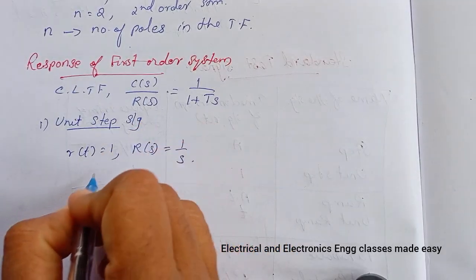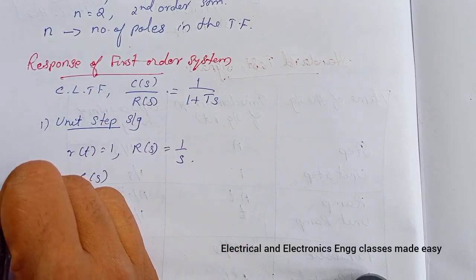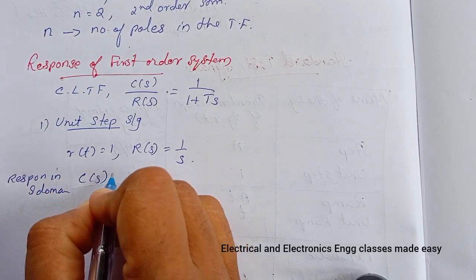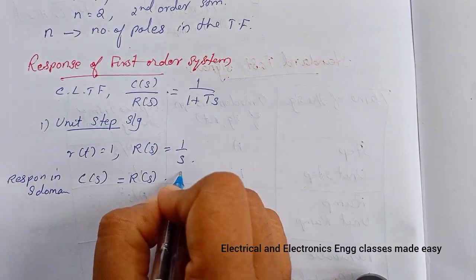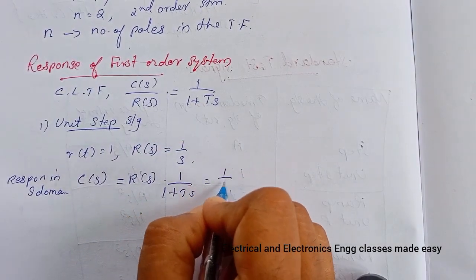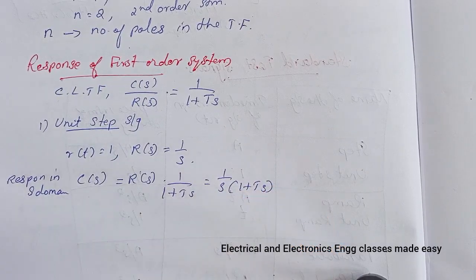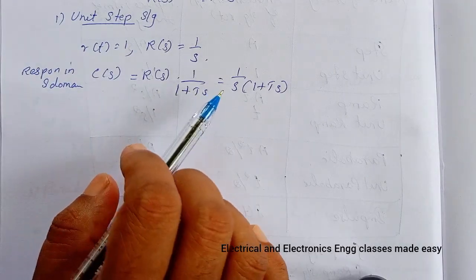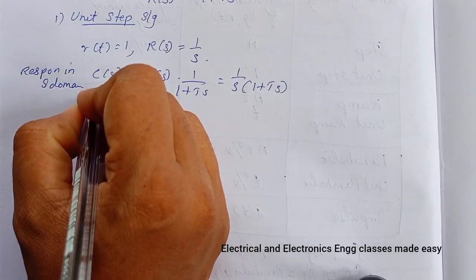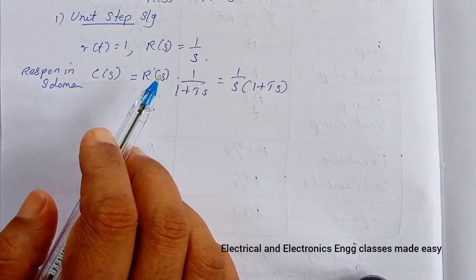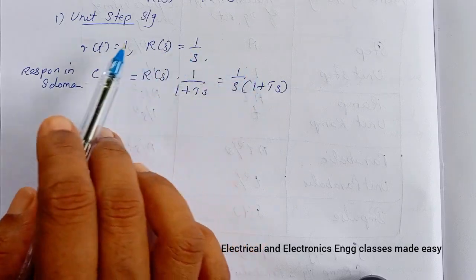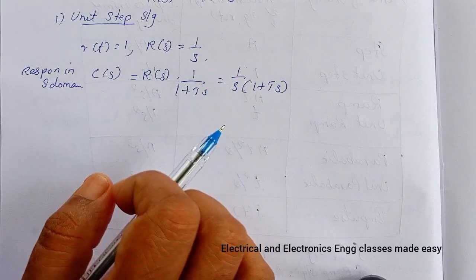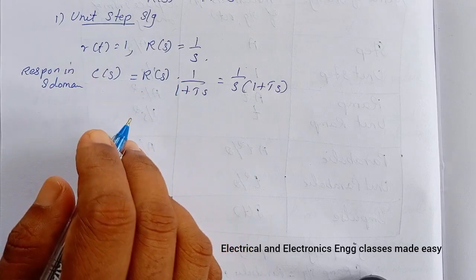So, we can write c of s, that is the response in s domain. So, c of s equal to r of s into 1 divided by 1 plus ts, that is 1 by s into 1 plus ts. And to get the time response, we have to find the inverse Laplace transform, that is we have to find c of t. So for that we have to find the inverse Laplace transform of c of s equal to 1 by s into 1 plus Ts. So for that we go through the partial fraction.